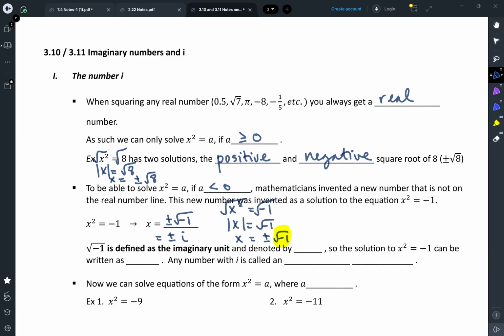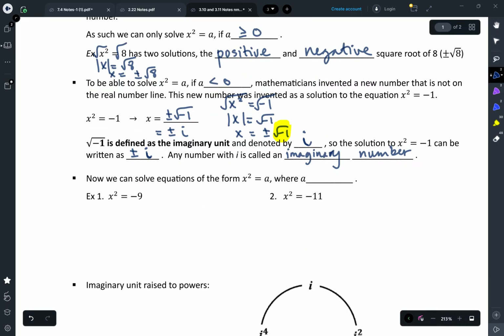So the square root of negative 1 is defined as the imaginary unit, and is denoted by i. The solution to x squared equals negative 1 can be written as plus or minus i, which we already did. I always make mine look kind of cursive so that I can tell an i from a 1 easier. So be real careful. Any number with i is called an imaginary number. You don't have to, I just find it helps, especially because you're all trying to read my handwriting.